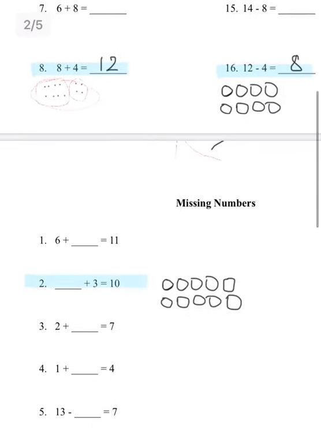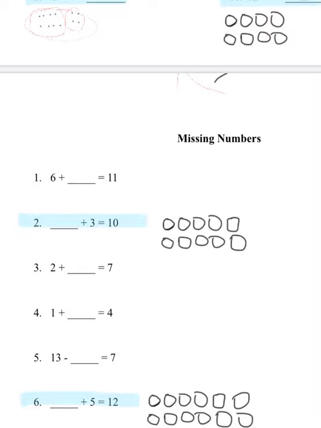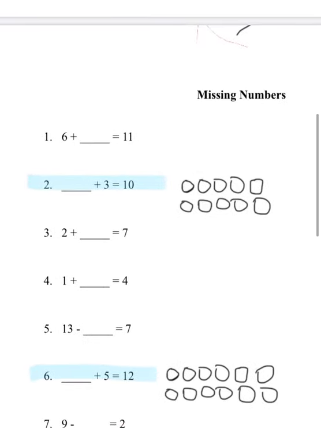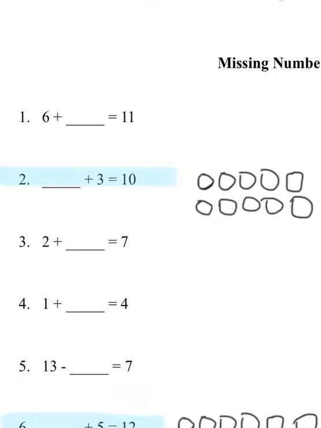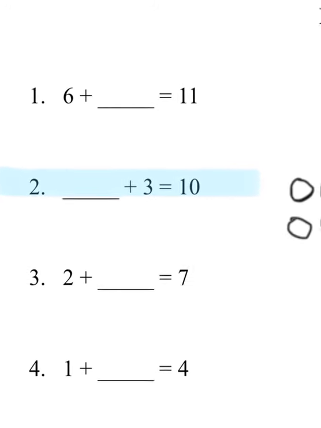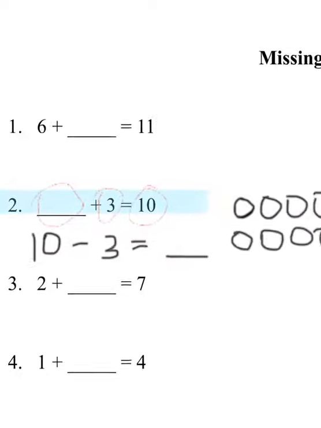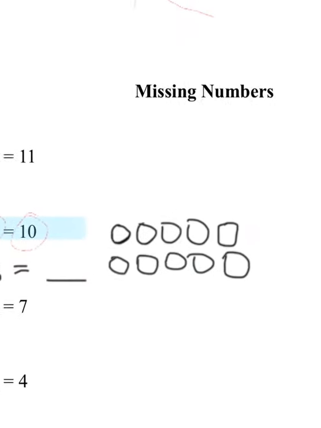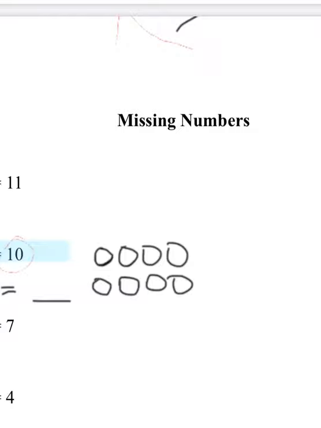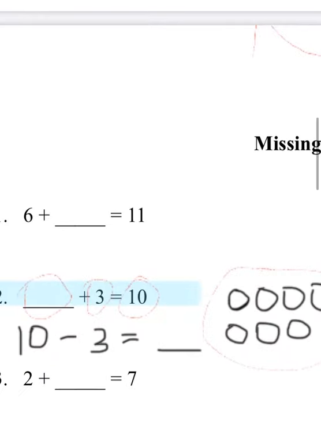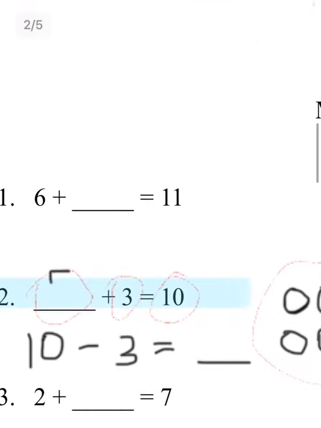Okay, now let's move on to missing numbers. So for this, we have 10 circles right here, right? So to find this missing number, we're going to subtract this from this, which means that it's going to be 10 minus 3 equals our missing number. So 10 minus 3 is our missing number. 10 minus 1, 2, 3, and we have 7 circles left. So our answer is 7.